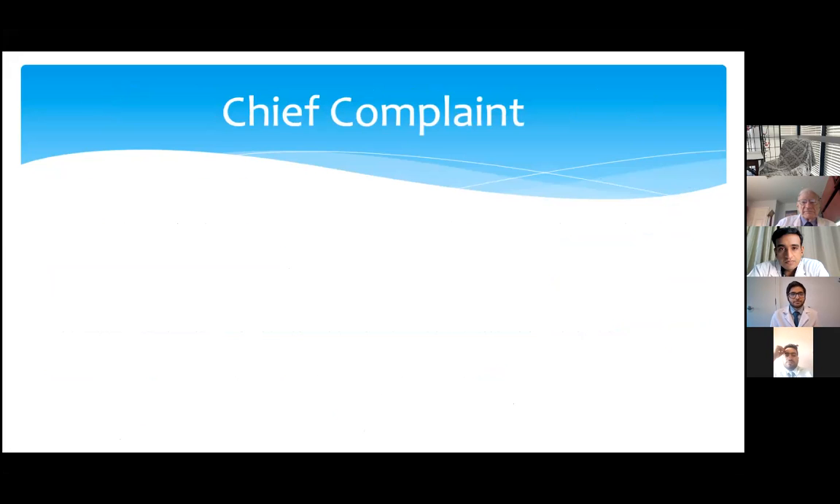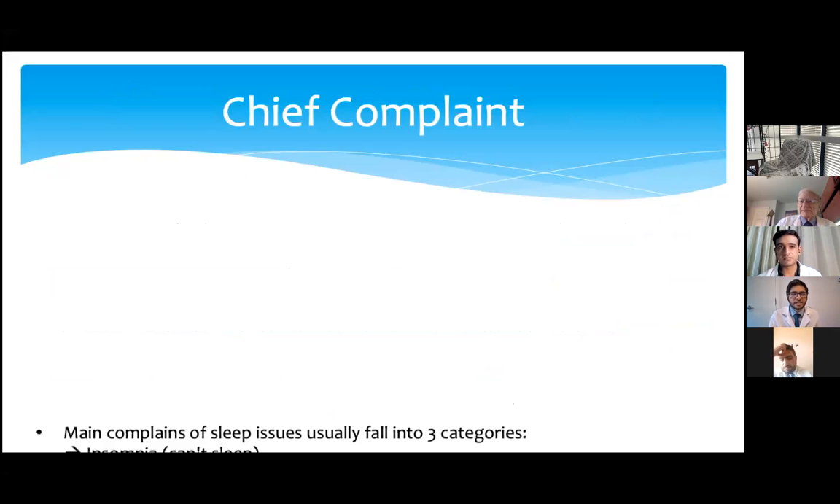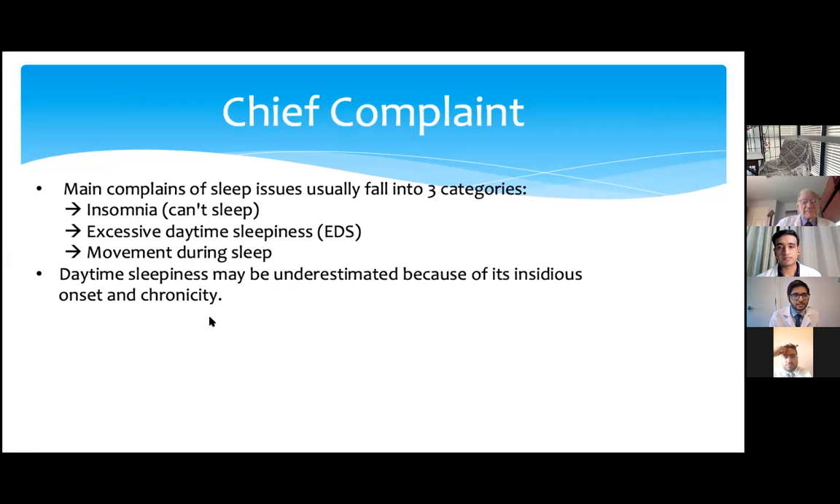If you're lucky enough, the patient will present to us with a chief complaint of sleep, but mostly it is an underlying disorder which may not just come up clinically. If a patient complains of sleepiness, it mainly falls into three categories. There is insomnia, I cannot sleep, or excessive daytime sleepiness, where the patient feels too sleepy during the day, or there's movement during the sleep. Now, daytime sleepiness may be underestimated because of its insidious onset and chronicity.